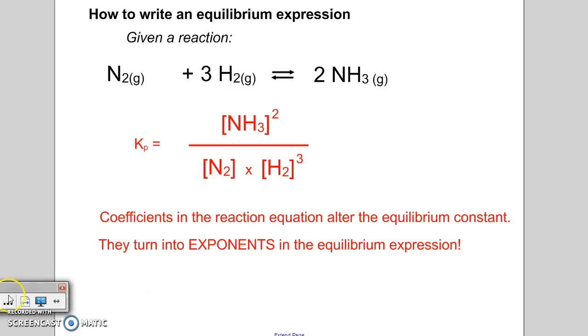And so that is our actual equilibrium expression for Kp for the ammonia production: NH3 squared over the product of N2 times H2 cubed. And these, again, are partial pressures that we would be plugging in for these values in the brackets. The brackets around here mean that you're going to take the molarity of, or the partial pressure of, those values.